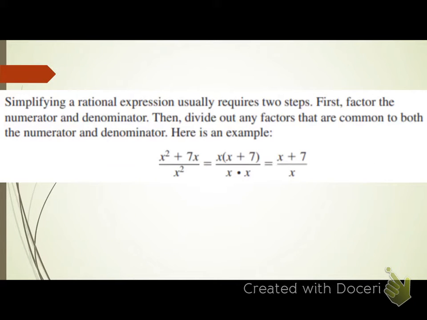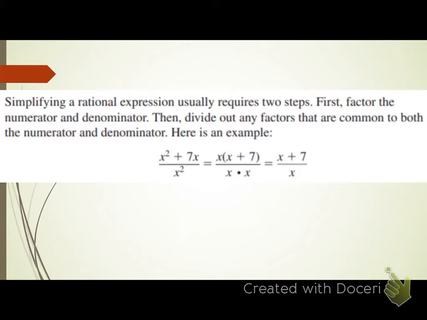So still talking about simplifying. Usually requires just 2 steps. The first step is to factor our numerator and our denominator. Second step is divide out any factors that are common to both my numerator and my denominator. So that's what I was talking about just a second ago with factoring. We're going to factor both the numerator and the denominator. Cancel out stuff that's in the numerator and the denominator. That's us simplifying.